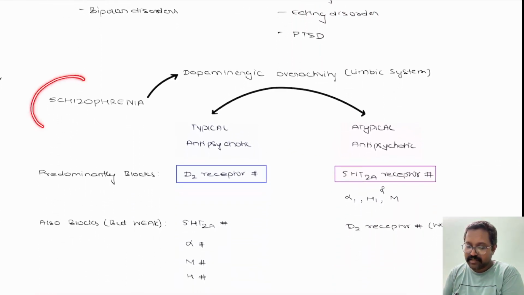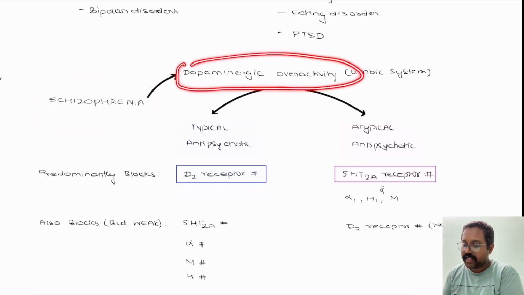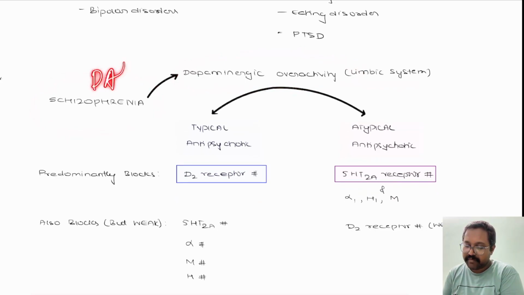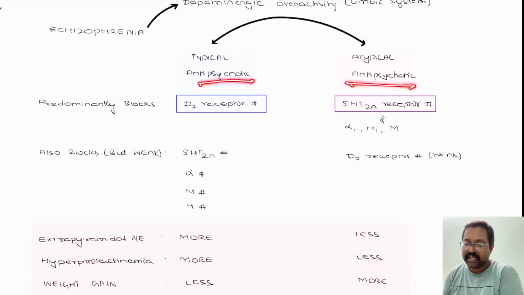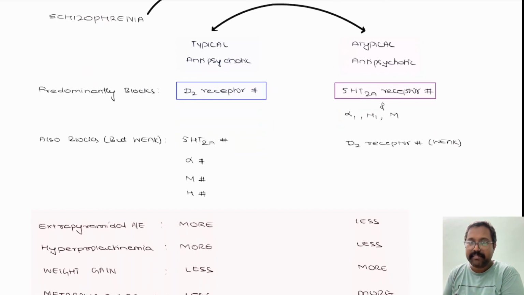So what happens in case of schizophrenia? In schizophrenia, there is increased dopaminergic overactivity in the limbic system. So dopamine activity will be in excess, and you need to block the dopamine. So we have typical antipsychotics and atypical antipsychotics. Let me help you remember this concept very easily.